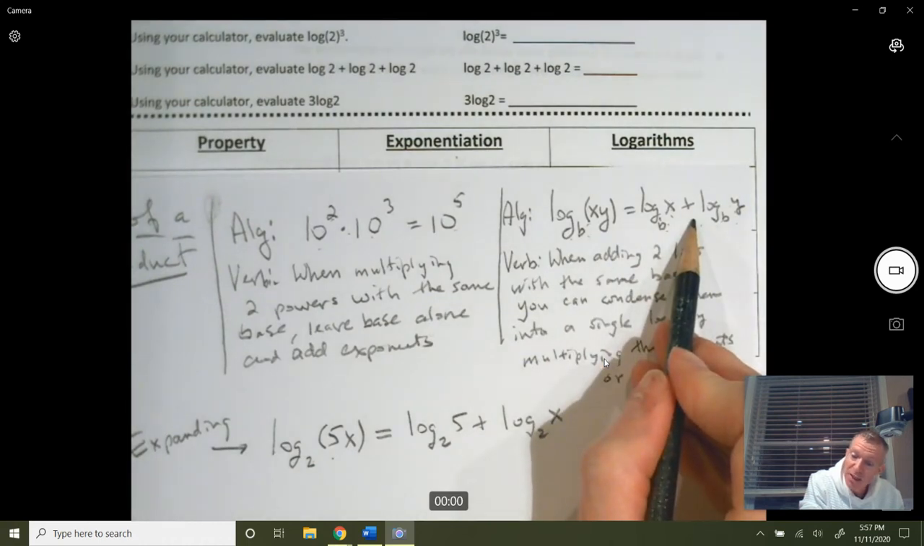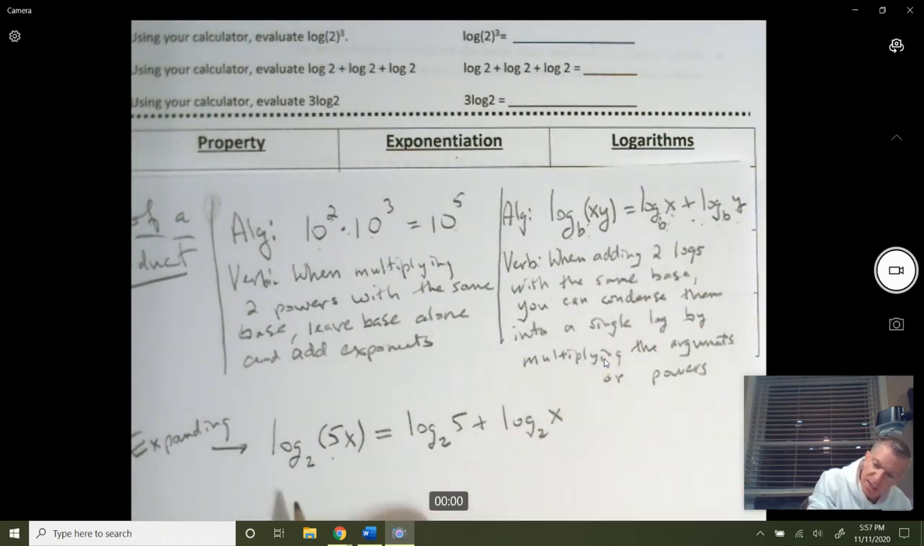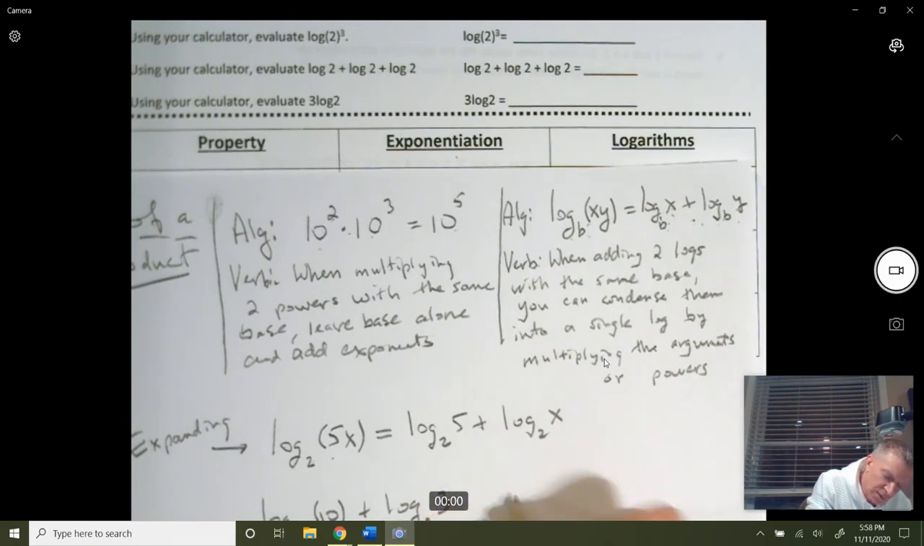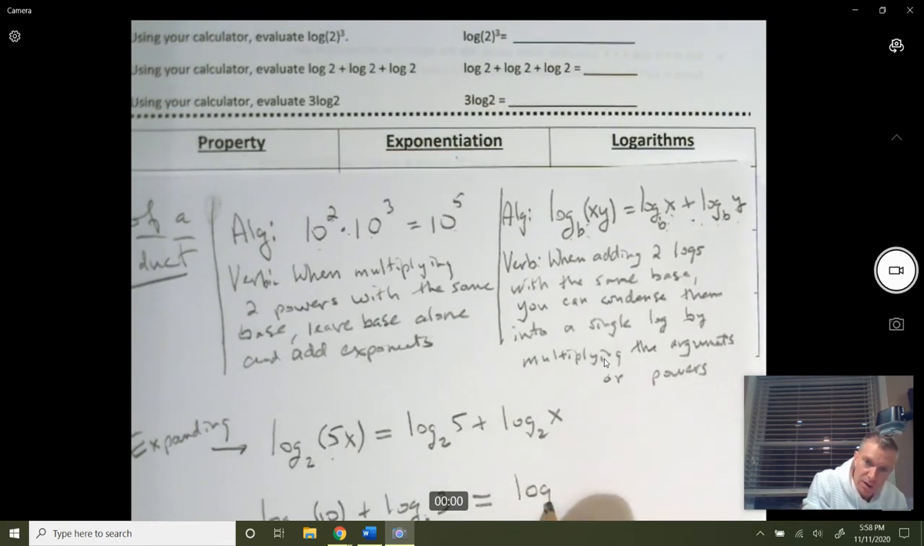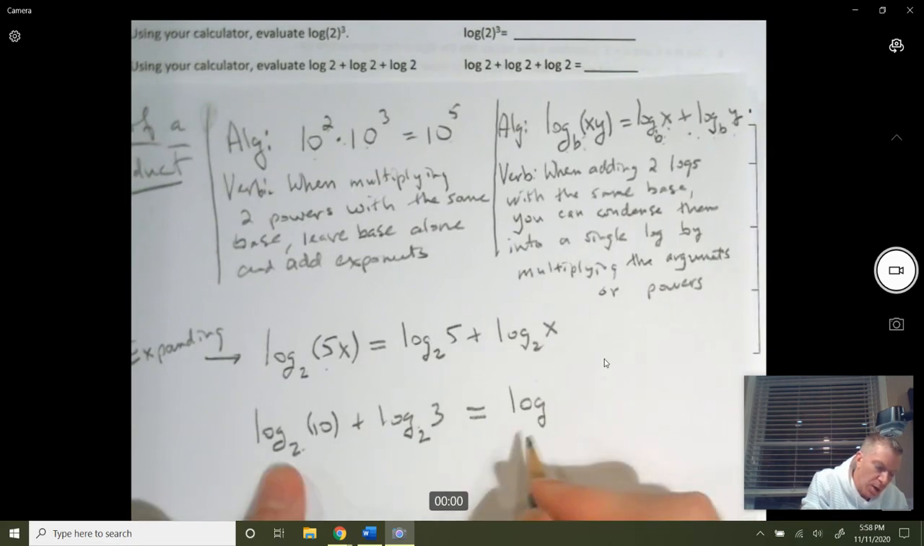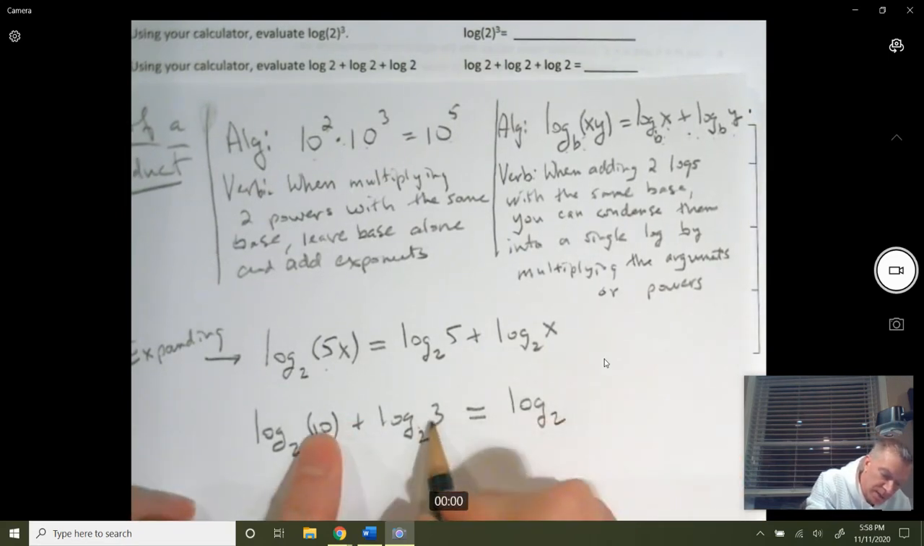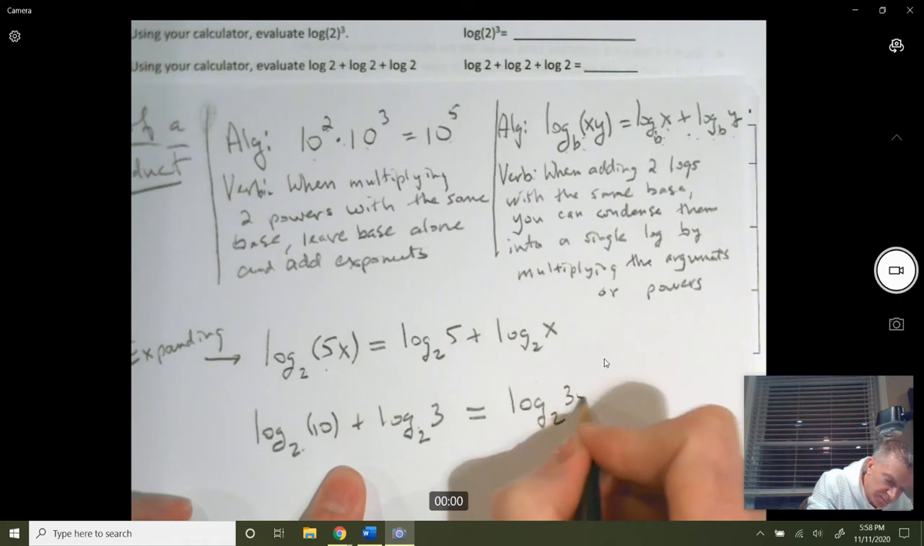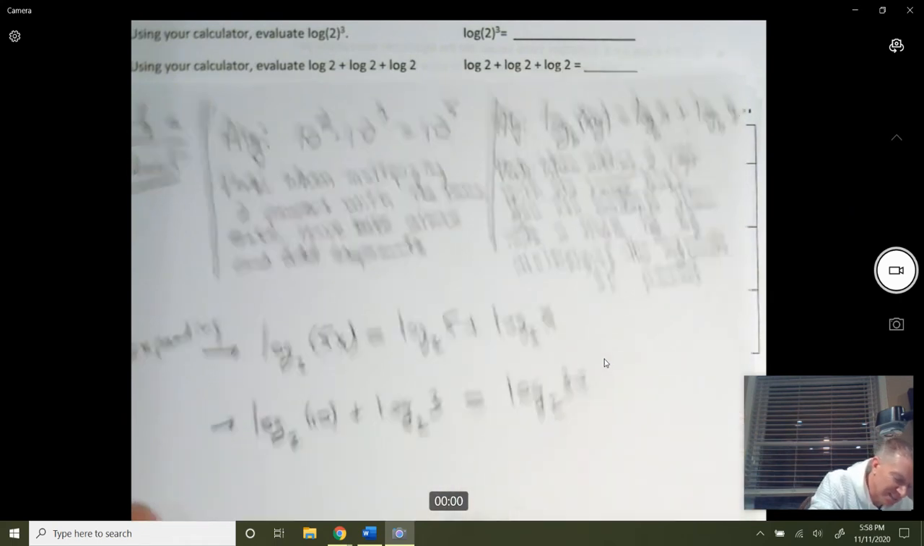Basically, I'm going from left to right in this equation. Now I can also go from right to left. If I have something like log base 2 of 10 plus log base 2 of 3, I can combine these two logs, condense them into a single log, and say log base 2, and then I multiply these two together, of 30. This is called condensing.